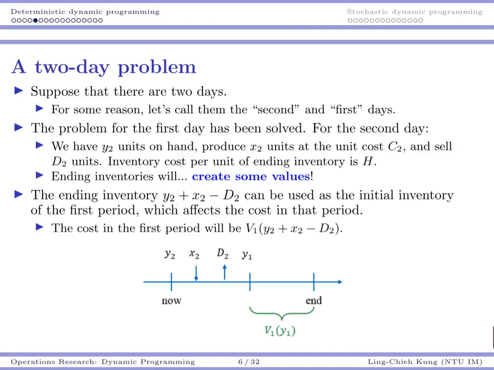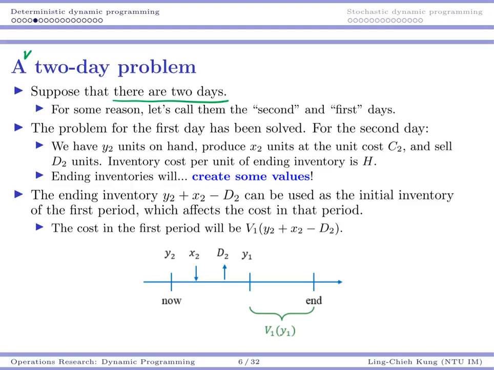Okay, so that was a one-day problem. So now, how about this? We're going to move forward and try a two-day problem. Suppose that we are now facing 2 days. Then the decision, of course, is going to be more complicated. In particular, today we need to decide whether we want to produce a lot to be used for tomorrow.